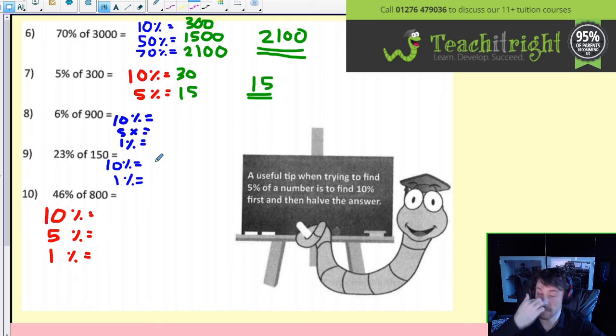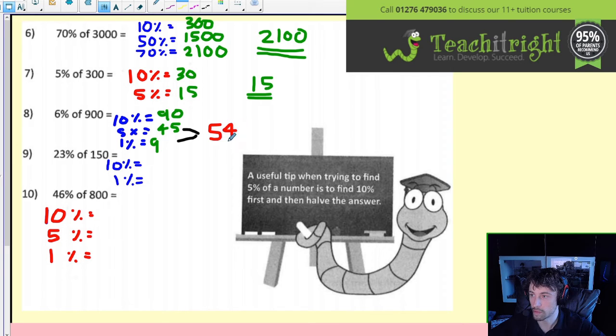For 6%, again, I still would work out 10% as a starting point. It's going to be 90. Then half of 90 is 45, which is giving me my 5%. 1% we said was dividing by 100, so that means it's 9. And then if I combine my 1% and my 5%, that will get me to 6%, which means I just have to add the two of these together. So I'm going to be at 54 as a final answer. I appear to have changed my color coding somewhat.